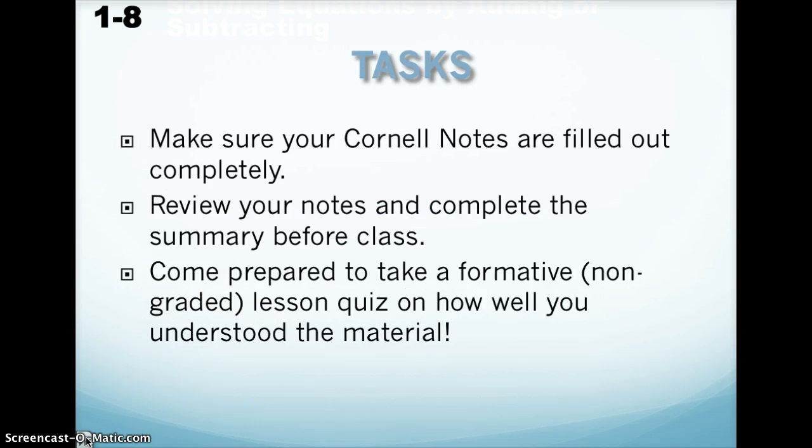To finish up, make sure your Cornell notes are filled out completely, review your notes and complete the summary before class, and come prepared to take a lesson quiz on how well you understood the material.